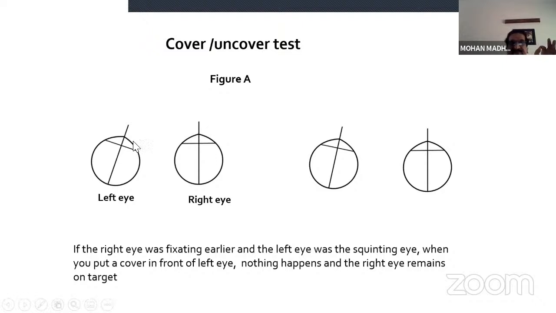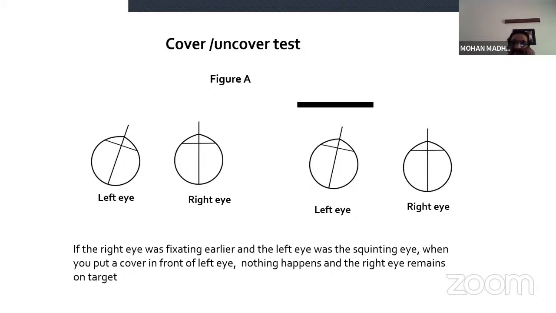So if the right eye was fixing earlier and the left eye was the squinting eye, as shown in the diagram, when you put a cover on the left eye, what will happen to the right eye? Nothing will happen. Look, he's already viewing it. So you won't find any movement. That means the right eye is normal. There is no tropia in the right eye.